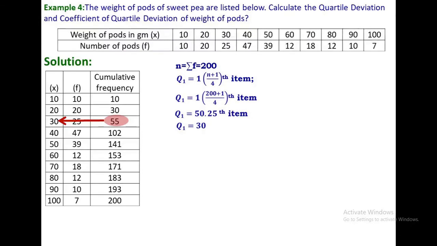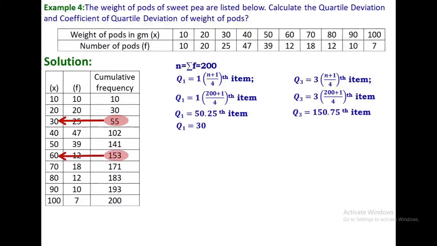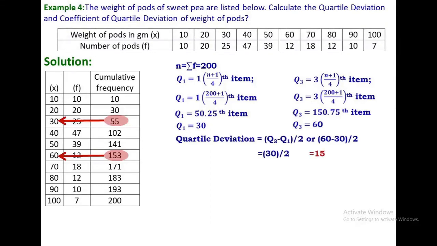In the same manner, we can also calculate the quartile 3, which will be equivalent to 3 into 200 plus 1 by 4th item, or 150.75th item, which will lie in 153 cumulative frequency table, and the corresponding value for x is 60. Therefore, we can calculate that the quartile 3 for this data set will be 60.